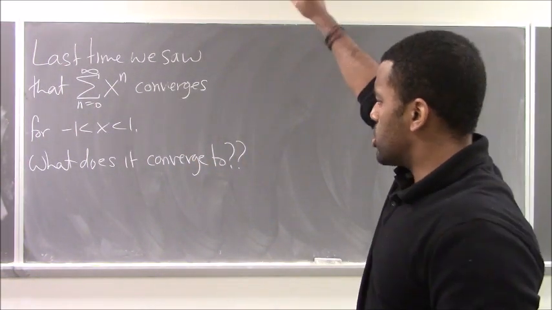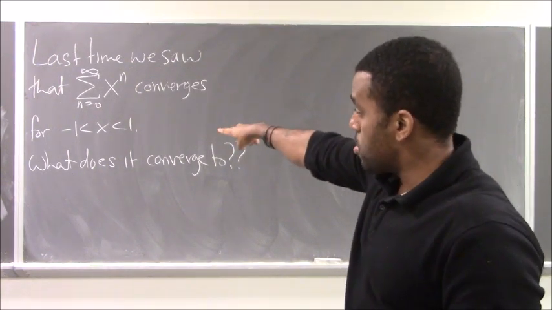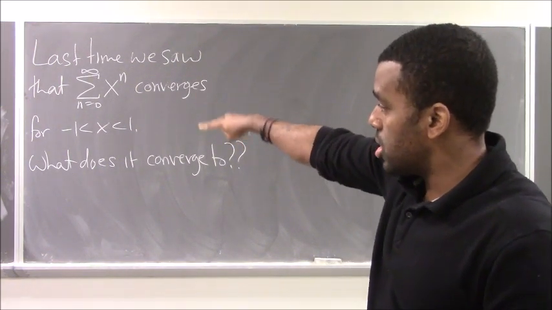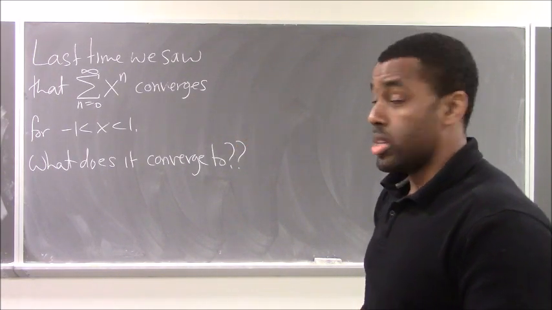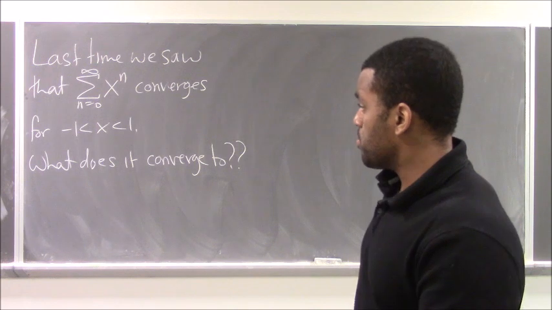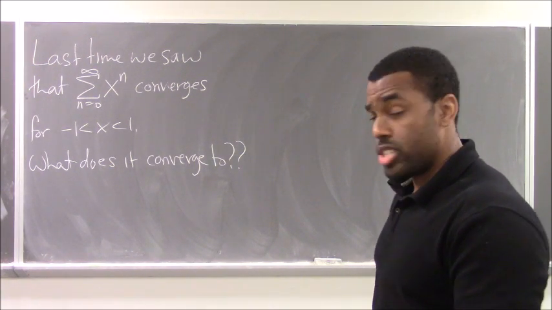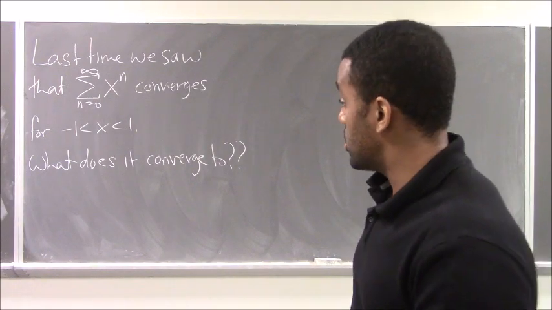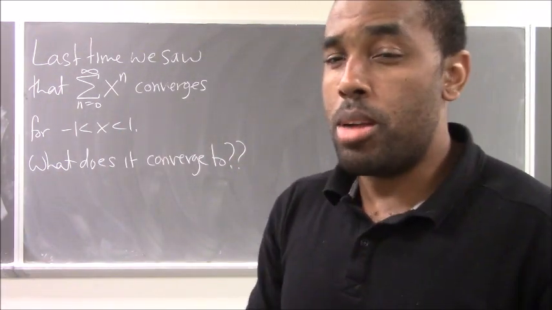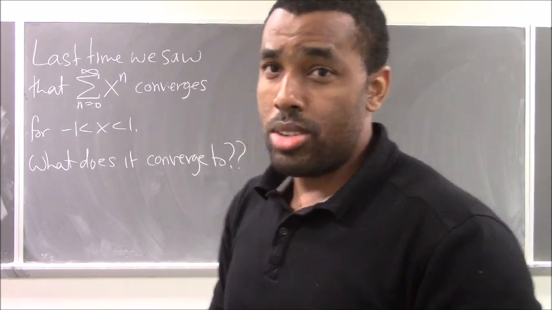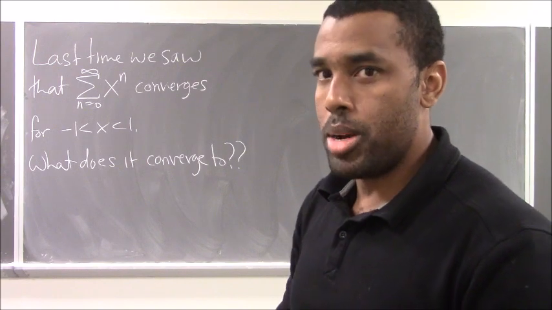So we use the ratio test to show that this guy converges absolutely, in fact, on the interval from minus 1 to 1. It does not converge at 1 or minus 1. It will only converge strictly in between these numbers. And now the question we want to answer, which is the last one I left you guys with, is what does it converge to? And if you haven't thought about it, pause the video right now, take a minute at least to think about it.